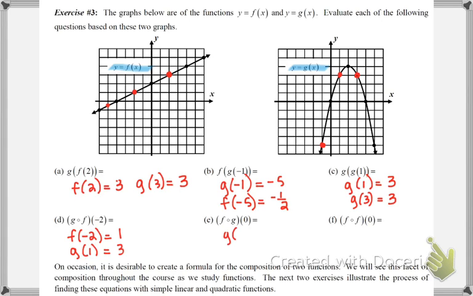Okay, let's go to g of 0. Remember, that would be our y-intercept. And g of 0 is equal to 0. So g of 0 is equal to 0. And f of 0, again, that is our y-intercept of the function f. Go to that point there. So when x is equal to 0, y is equal to 2.